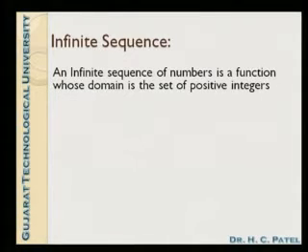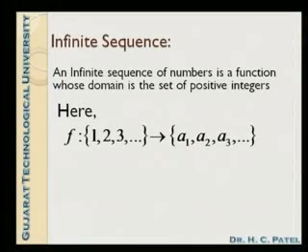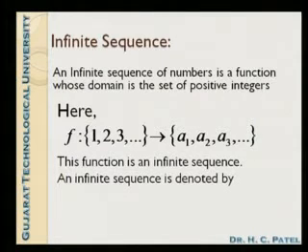An infinite sequence of numbers is a function whose domain is the set of positive integers. If we take the function f, you can see that the domain is the set of all positive integers and the codomain is the set of real numbers a1, a2, a3. This function is an infinite sequence, and it is denoted in general by an, or an from n equal to 1 to infinity.